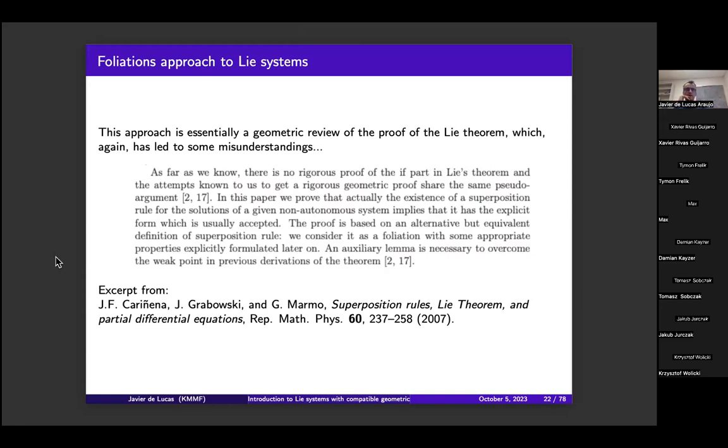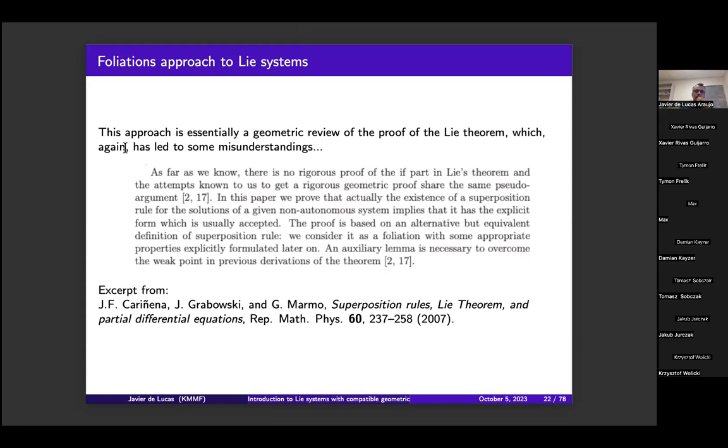And now we'll go for the second one, that is the foliation approach to Lie systems. As I told you at the beginning, this approach was done by Cariñena from the University of Zaragoza in Spain, by Marmo from the University Federico II in Naples, and by Grabowski from the Institute of Mathematics of the Polish Academy of Sciences.